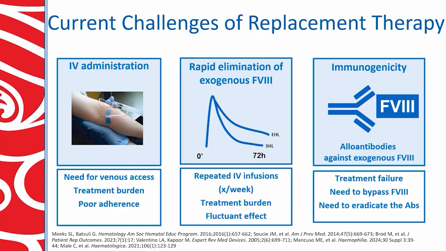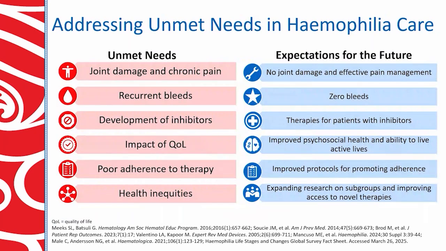The third major limitation is certainly factor VIII immunogenicity, resulting in a significant proportion of the patients in the development of alloantibodies that inhibit the factor VIII that you give to this patient. So treatment failure, but also the need to use bypassing agents, and ideally to eradicate this inhibitor. And we will see together how factor VIII mimetics can help our patients with inhibitors.